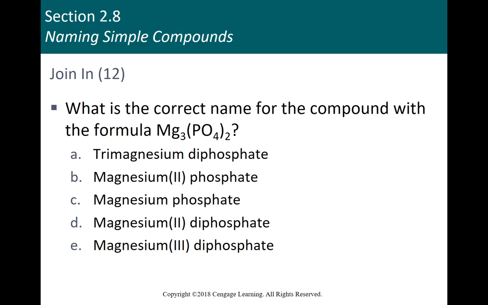How about this one? Let's look at this compound. Magnesium, and that's a phosphate polyatomic ion with that magnesium. Magnesium's a metal, so it does not require a prefix. And magnesium is in group 2, and so it's always a +2, so it doesn't require a Roman numeral, and so that leaves us with the answer choice of C.